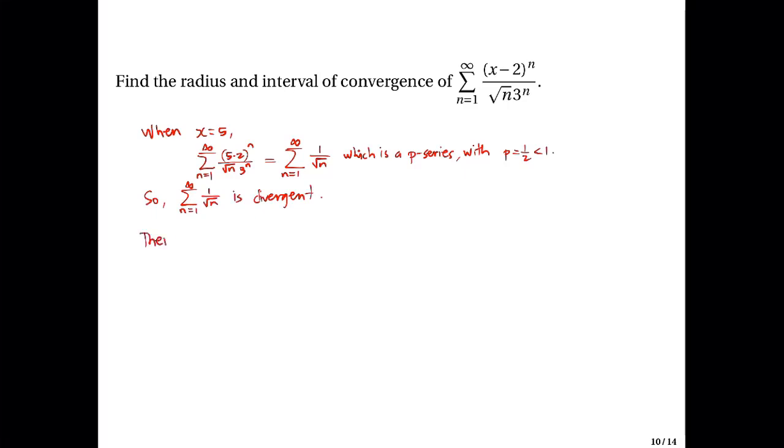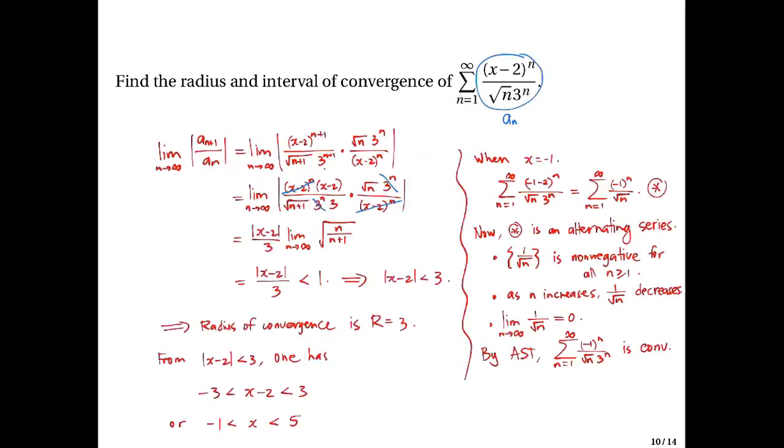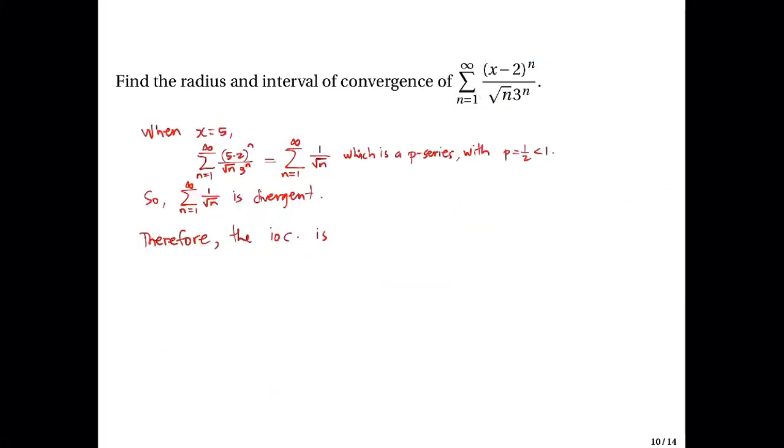Therefore, the IOC, or the interval of convergence, is: we include -1 since we have here the conclusion convergent, okay? But we exclude +5. So we have -1 to +5, including -1, but not +5. Okay?